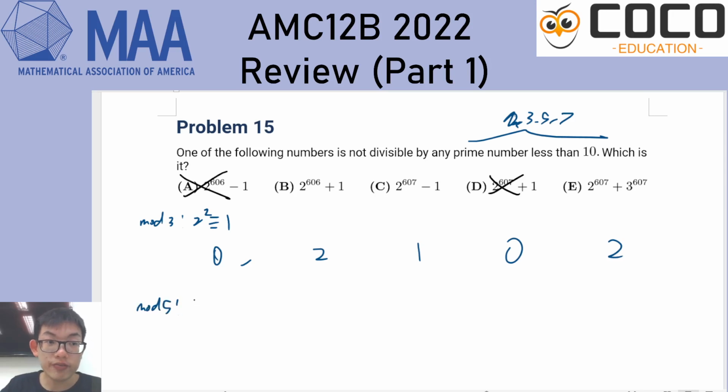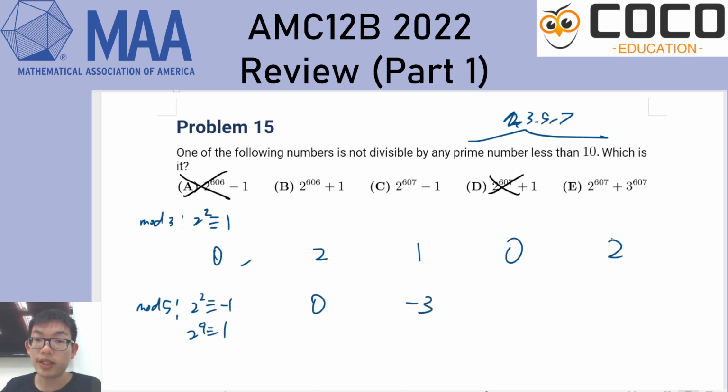Now for mod 5, 2 squared is 4, which is negative 1 mod 5, and 2 to the 4 is 1 mod 5. So 2 to the power 606. 606 is divisible by 2 but not 4, which means it will follow the first one, negative 1 plus 1 is 0. 607 is 3 mod 4, so it will become negative 2 minus 1, which is negative 3.